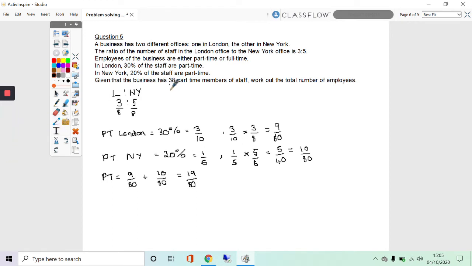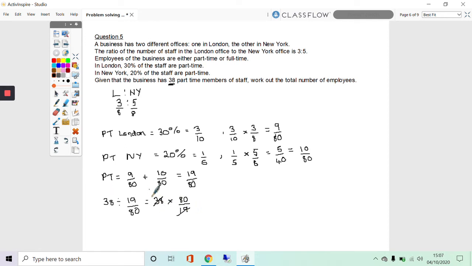That 19/80 represents my 38 members of staff. So in order to find out how many staff I have altogether, I need to do 38 divided by 19/80. So I'm going to keep change flip. So I'm going to keep 38, change the divide to a times, and flip the second fraction upside down.